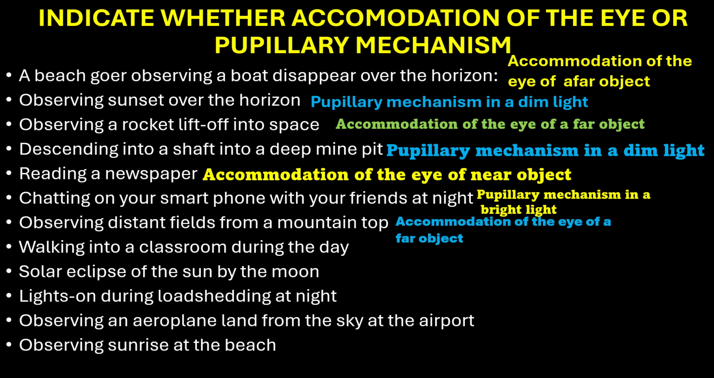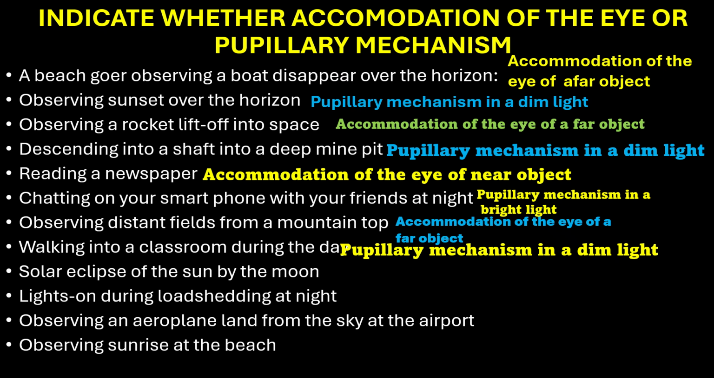What about you walking into a classroom during the day? As you walk into the classroom from outside, it's very bright with sunlight. As you enter the classroom, because of the lesser amount of light in the classroom, the room becomes darker for you for a bit. So here, you're not dealing with distance. You are dealing with intensity, brightness of light. That is pupillary mechanism in dim light, because the classroom will be dimmer than the outside. What about a solar eclipse, by the moon covering the sun?